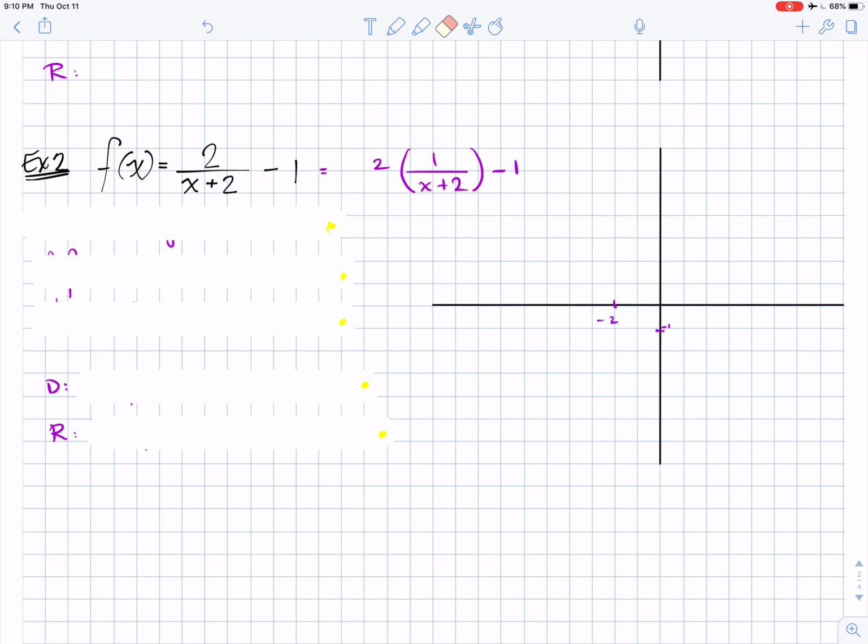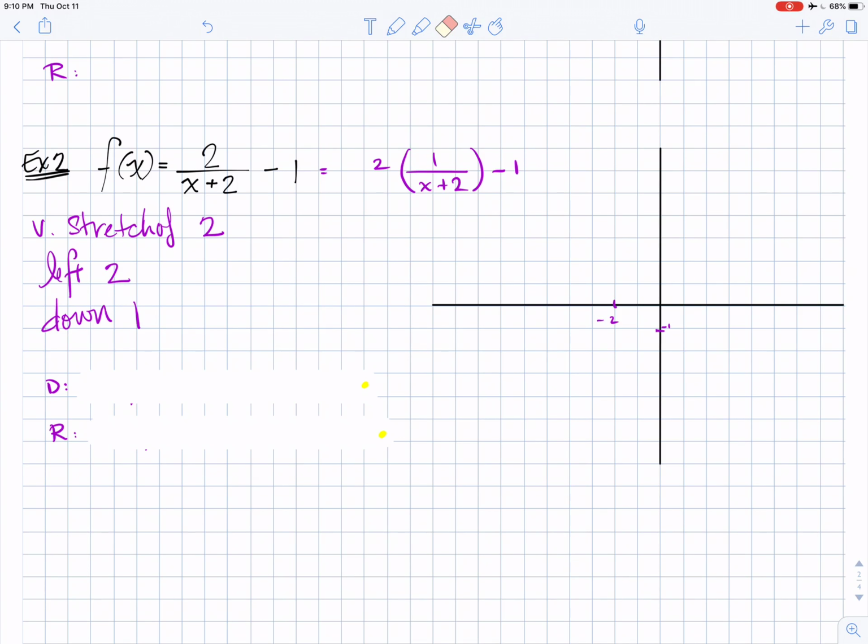So we remember, according to transformations that we dealt with early in the semester, we know how to work with these. So the first thing is that I have a vertical stretch of 2. That's the 2 out in the front. Secondly, it's moving to the left 2. Remember, anything on the inside moves backwards. And then lastly, it's moving down 1. So this is what is on the outside.